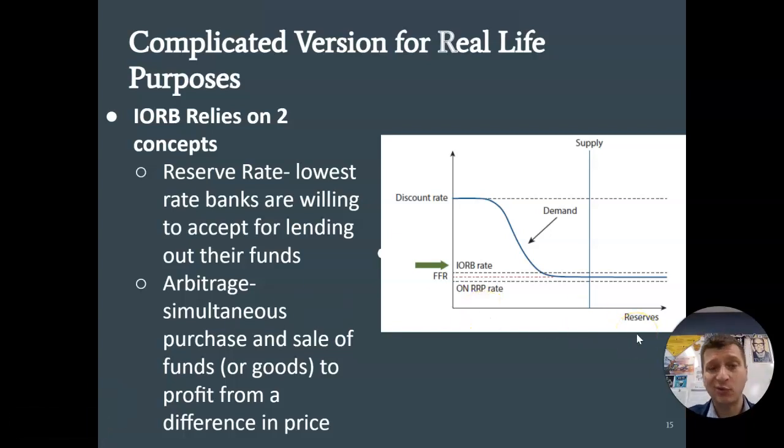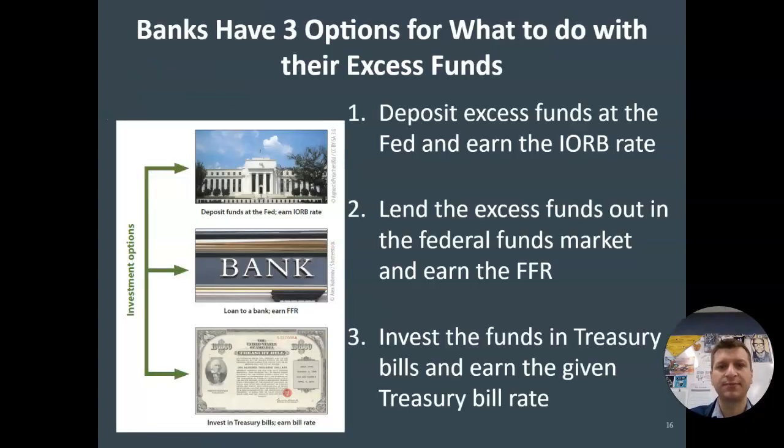So how does the IORB rate affect the federal funds rate? Two concepts help explain it. The reserve rate, which is the lowest rate that banks are willing to lend out money for in order to earn something, and arbitrage. Arbitrage is a little bit more complicated of a concept, but still not that bad. Basically, it's simultaneously buying and selling funds or goods in order to capitalize on a price difference.